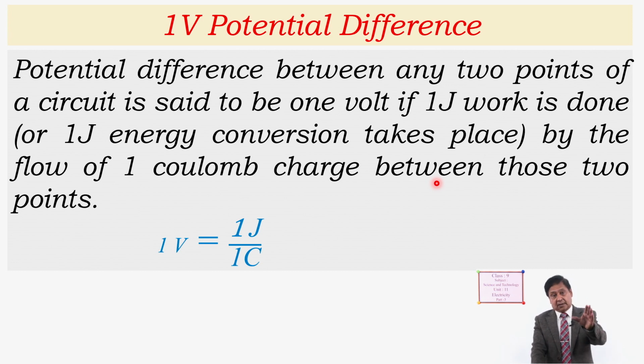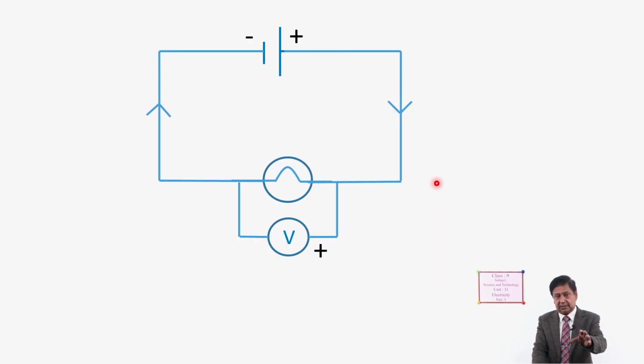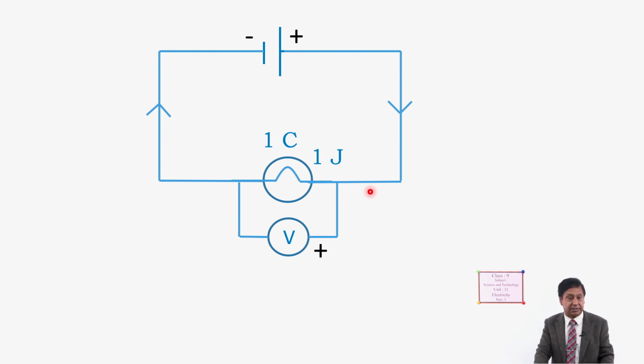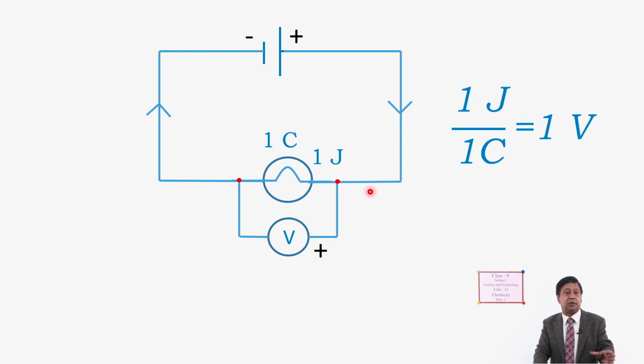I want to represent the same with the diagram. Look at this. This is the measurement of potential difference between these 2 points. When 1 coulomb charge flows from this point to this point, and if 1 joule of work is done between these 2 points, then potential difference between these 2 points is said to be 1 volt. Because if 1 joule of energy conversion takes place by the flow of 1 coulomb charge between 2 points, then PD between those 2 points is said to be 1 volt.